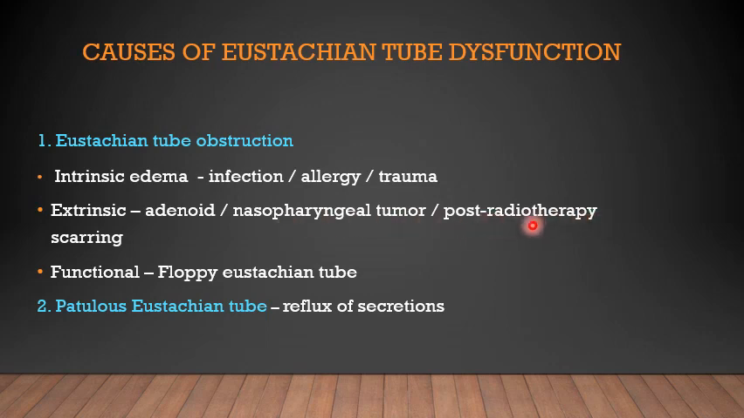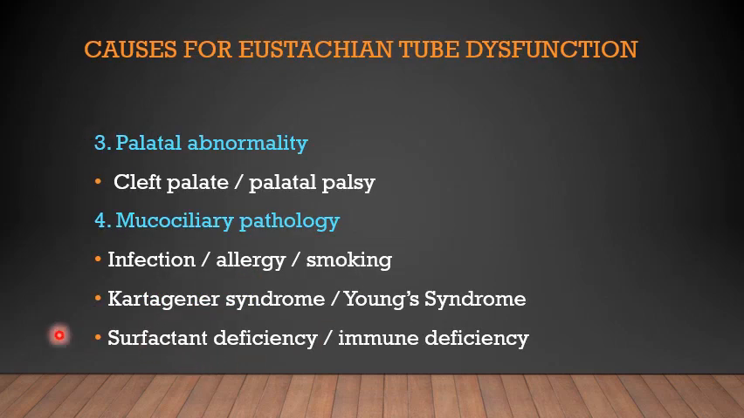Post radiotherapy of any tumor, there can be scarring. Functionally, there can be floppy eustachian tube. Patulous eustachian tube will cause reflux of secretions. Others are palatal abnormalities such as cleft palate or palatal palsy. Then mucociliary pathology. In this, mucociliary pathology can be due to infection, allergy, or smoking.